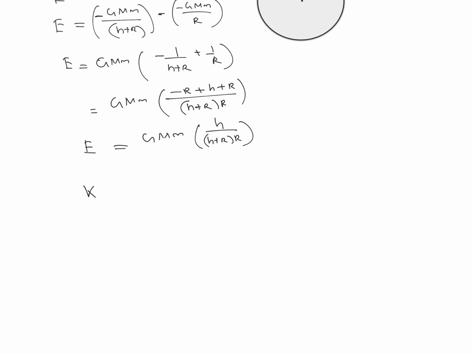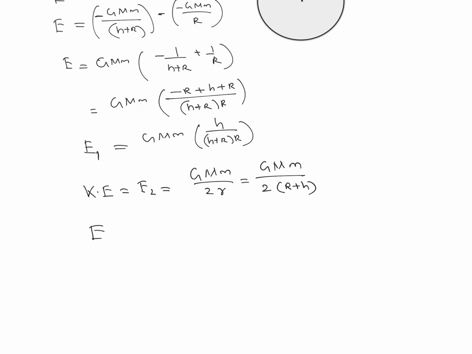Then next we need to find the kinetic energy. Let's say this energy is E1, and the kinetic energy of the satellite we can take as E2. The equation for kinetic energy is GMm divided by 2r, where the value of this r is nothing but the orbital radius, that is r plus h.